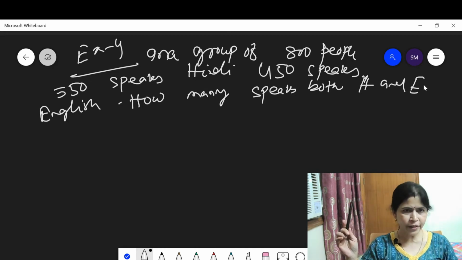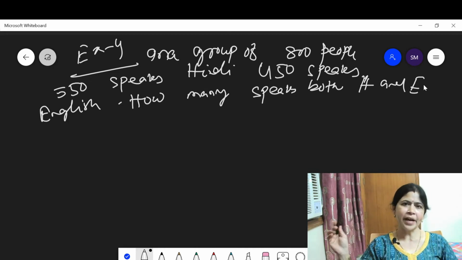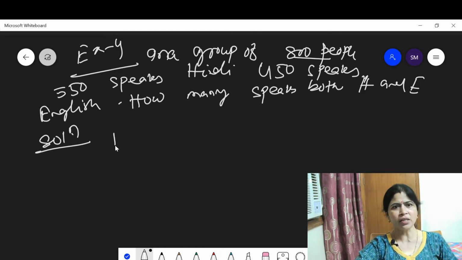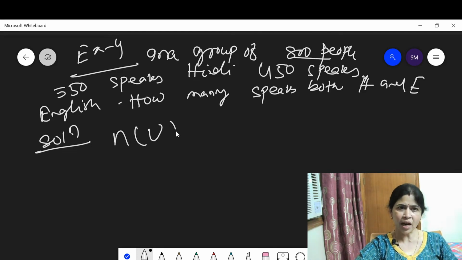What does the question say? The group of people is 800. This means the universal set is given as 800. When you solve the questions, students, at first try to understand the question thoroughly. Here the group of 800 people means the universal set is 800. The number of elements present in the universal set is 800.